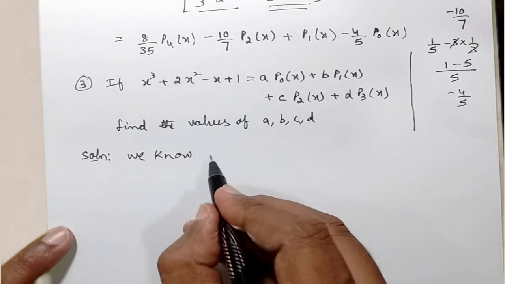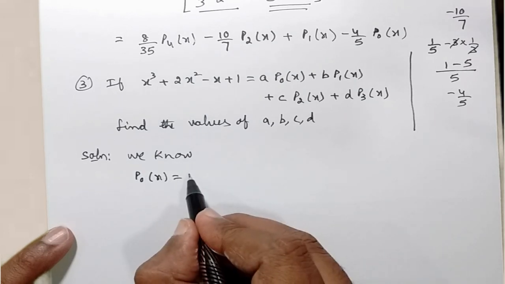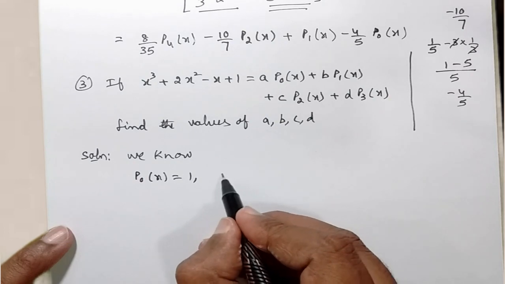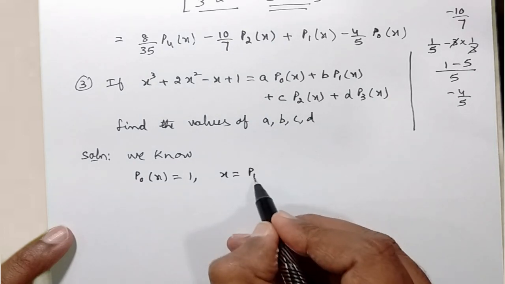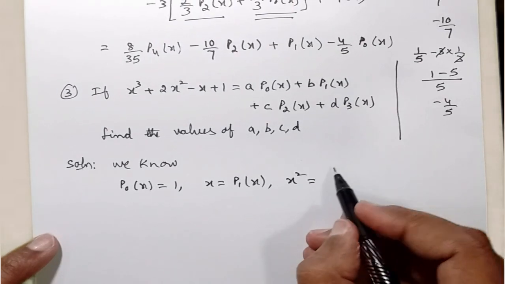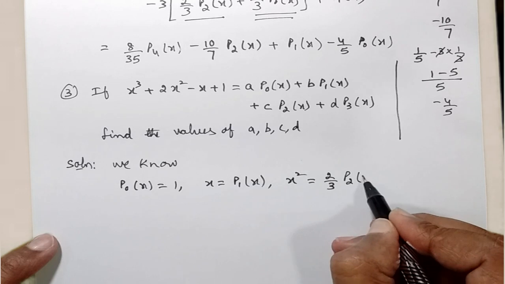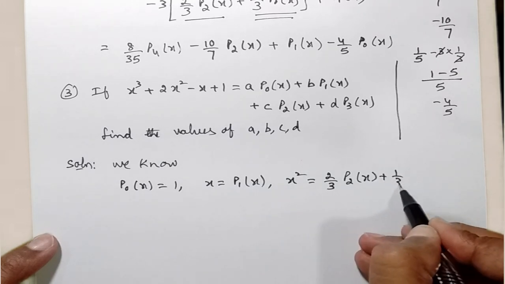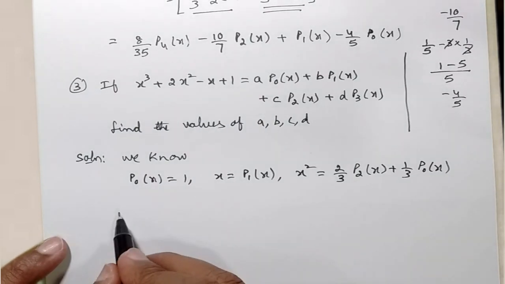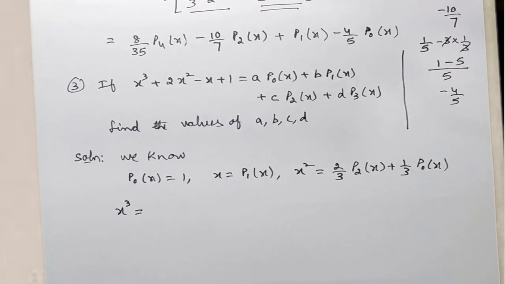We know the value of P0 of x is equal to 1, right? Then we know the value of x. The value of x is nothing but your P1 of x. We know the value of x square. The value of x square is 2 by 3 into P2 of x plus 1 by 3 into P0 of x. So better you try to memorize these values or use the Legendre polynomials to find them.